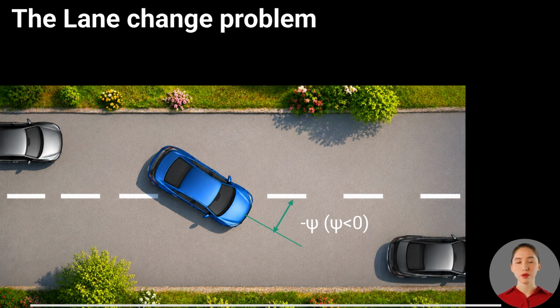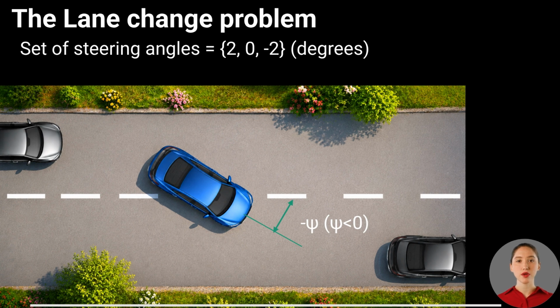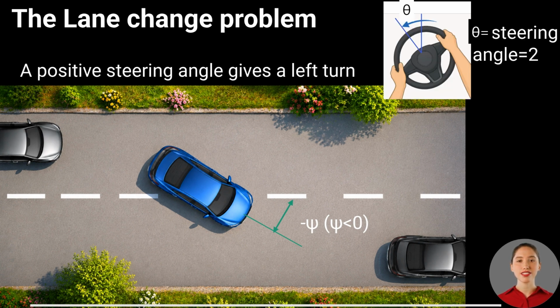The car can choose between 3 steering angles: plus 2 degrees, 0 degrees, and minus 2 degrees. This means that the car can turn slightly to the left, drive straight ahead, or turn slightly to the right. The sign convention is that a positive steering angle gives a left turn.